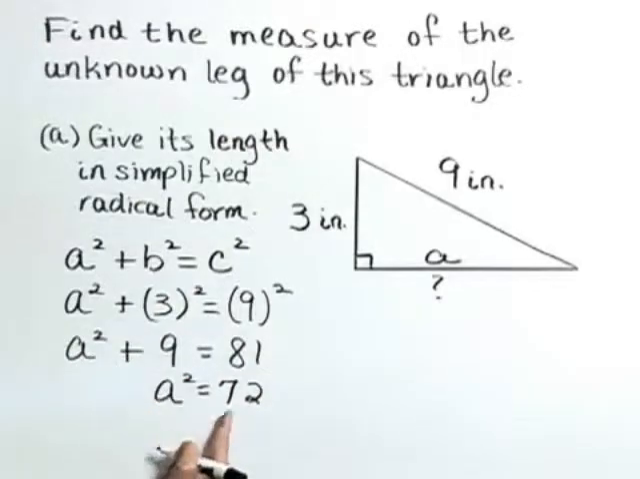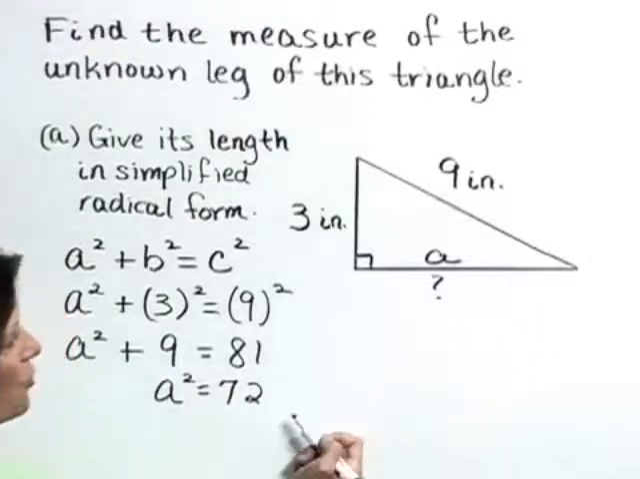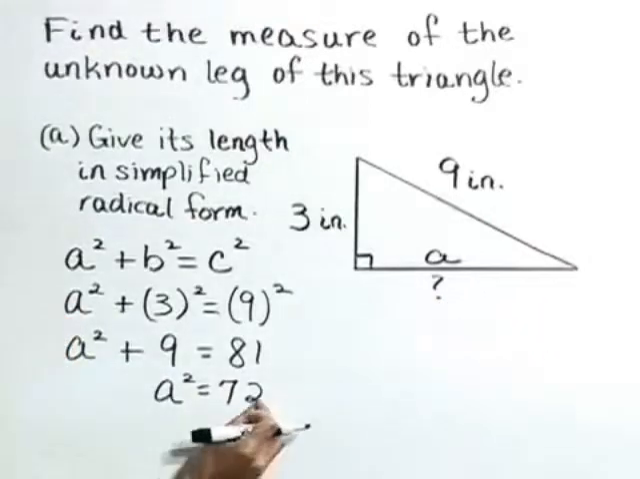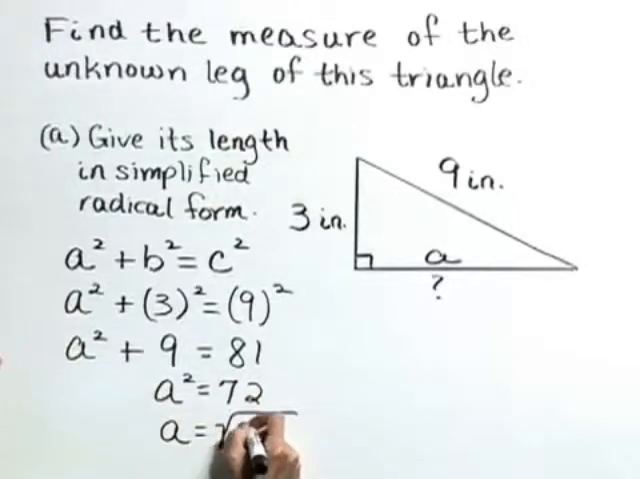And now, as we take the square root of both sides of this equation, we should actually consider both the positive and negative root. However, in this particular problem, the length of a side of a triangle is going to be a positive value. So I'm only going to consider the positive root. So a is equal to the square root of 72.